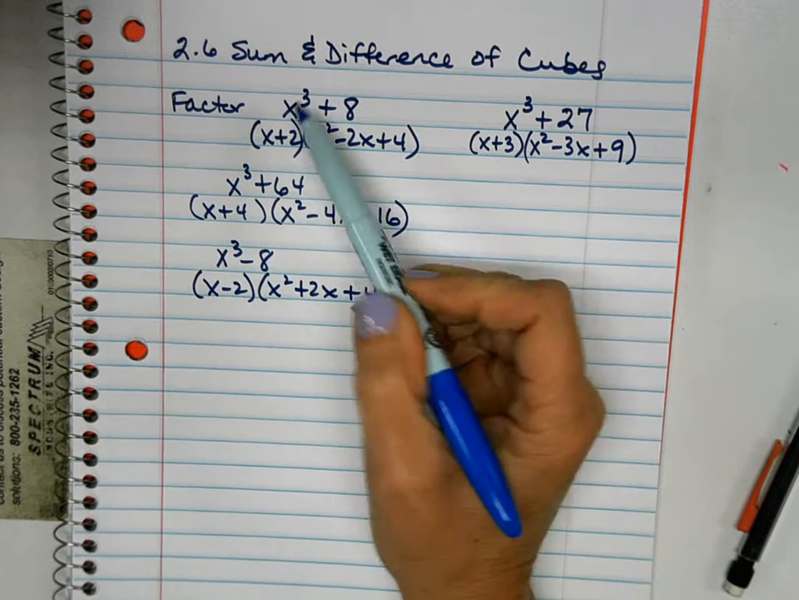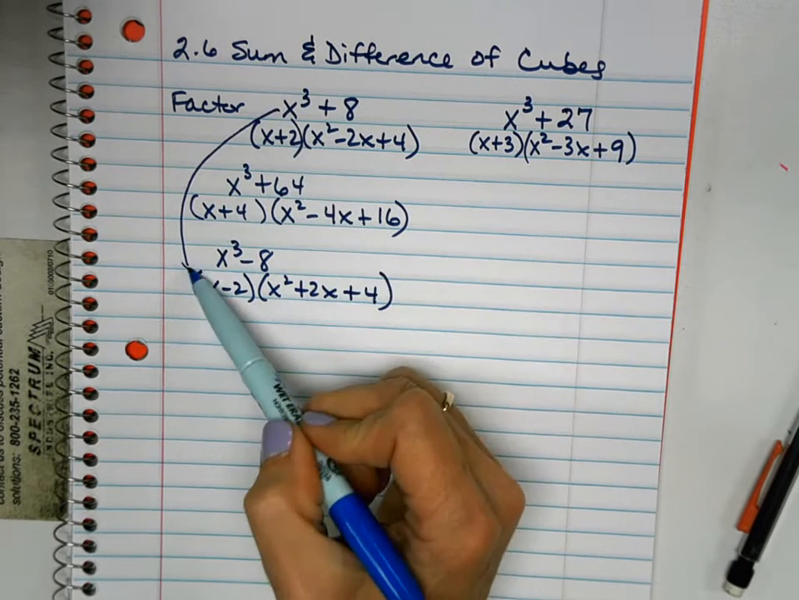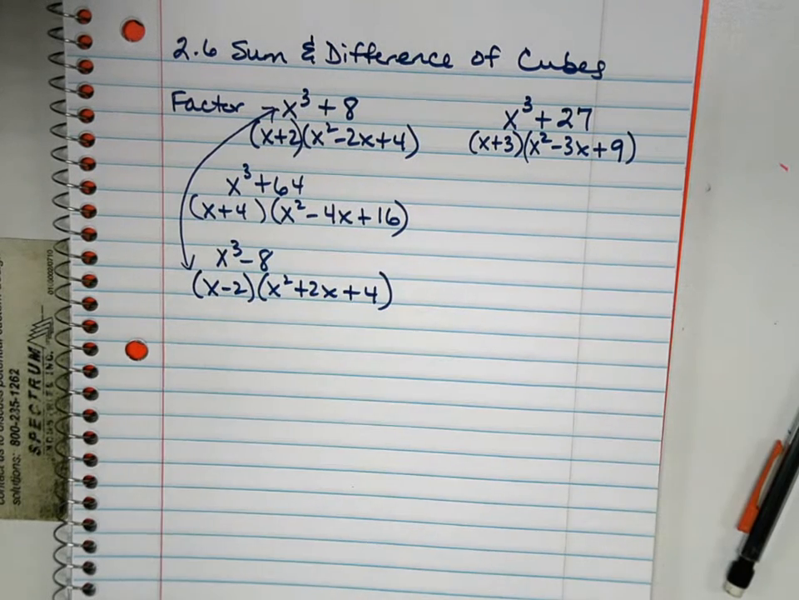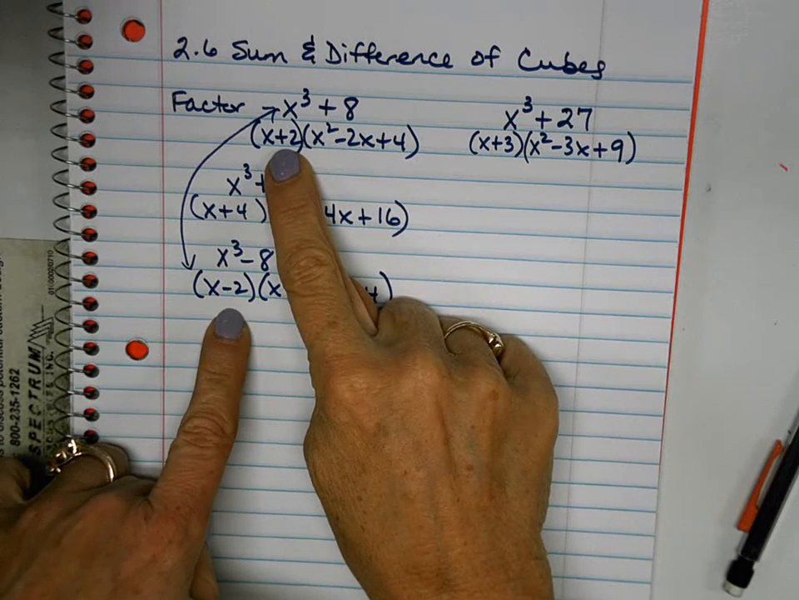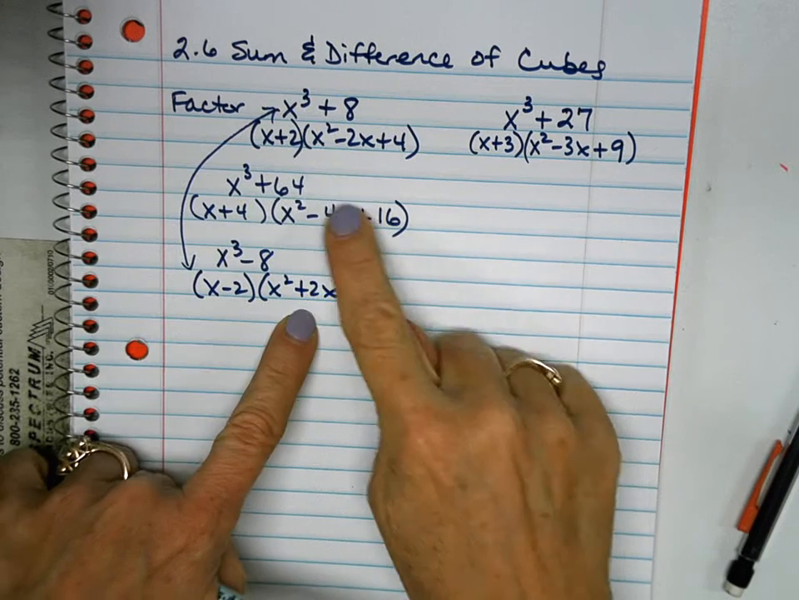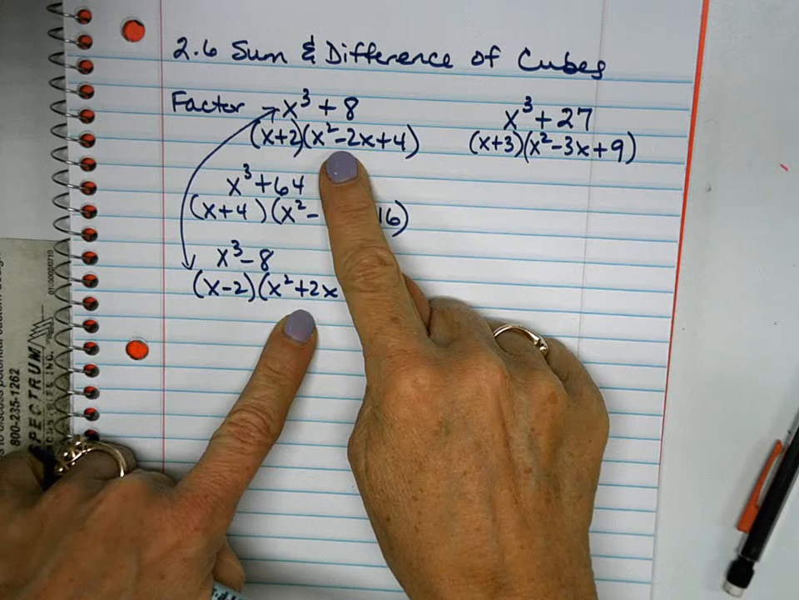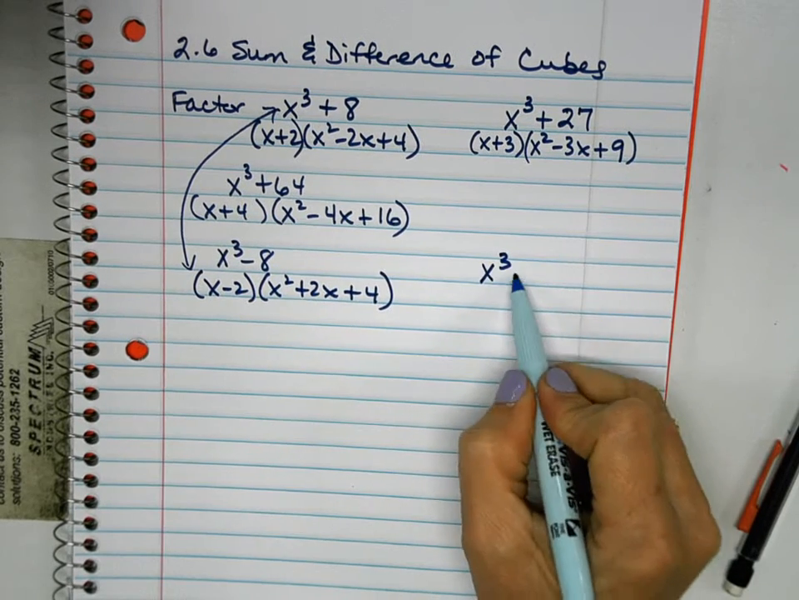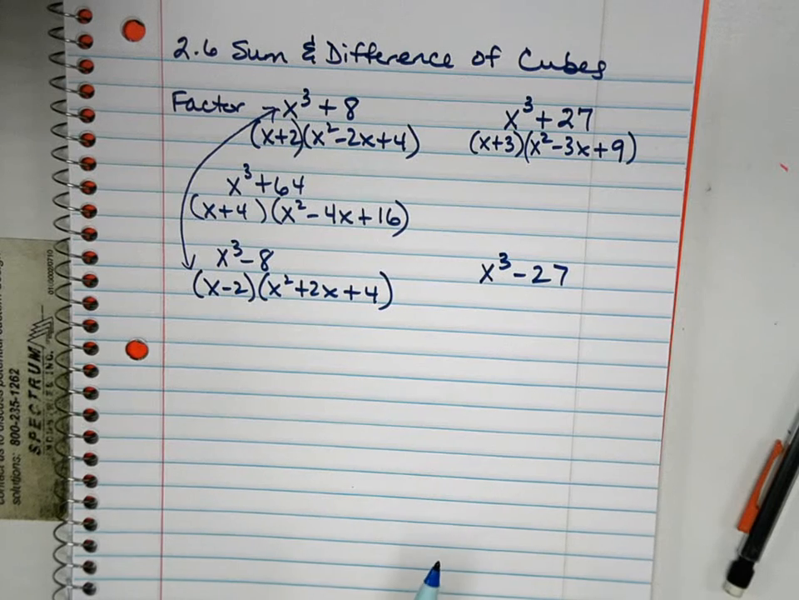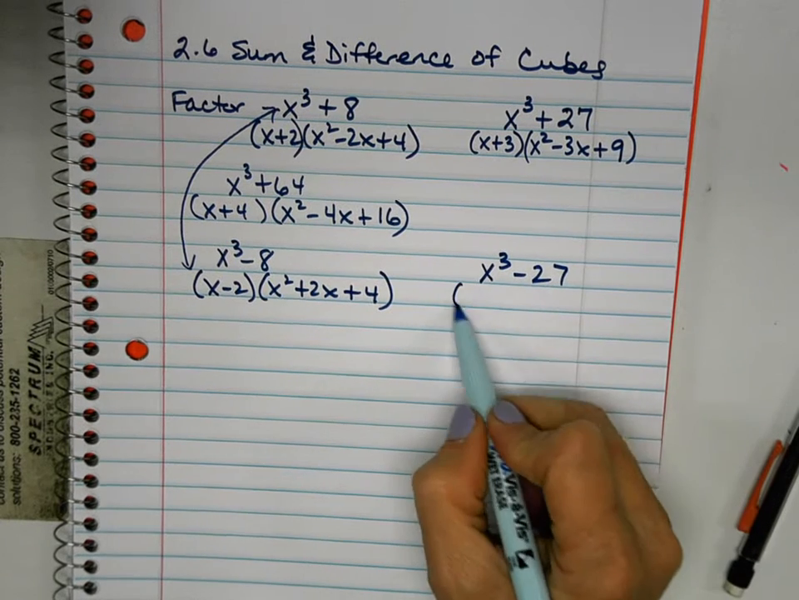Okay, so look at how this guy factored. Compare these two. What changed? The signs changed, right? This became minus, this became plus. Okay, so guess then, what do you think x cubed minus 27 would factor into? X minus 3, go ahead.